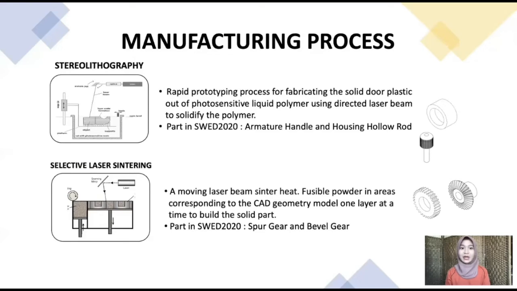The stereolithography process is a rapid prototyping process for fabricating solid 3D plastic parts out of photosensitive liquid polymer using a directed laser beam to solidify the polymer. The parts in Swed 2020 are the armature handle and housing hollow rod. And lastly, the selective laser sintering process. Selective laser sintering uses a moving laser beam to sinter heat-fusible powder in areas corresponding to the CAD geometry model, one layer at a time, to build the solid part. The parts in Swed 2020 are the spur gear and bevel gear.